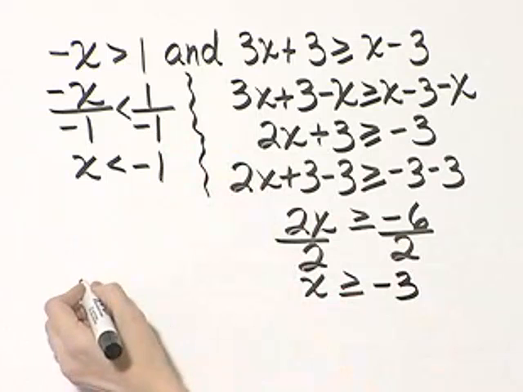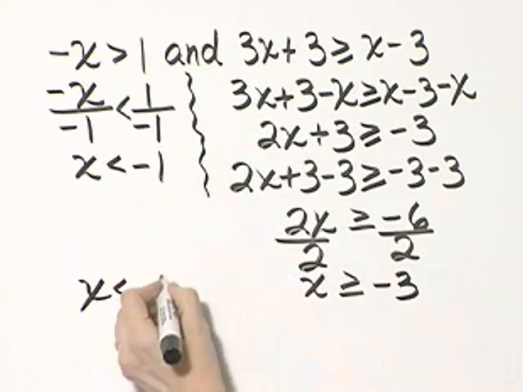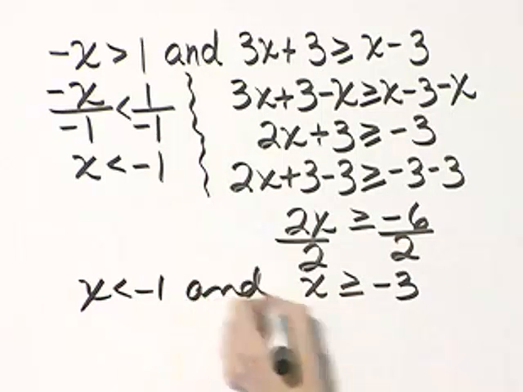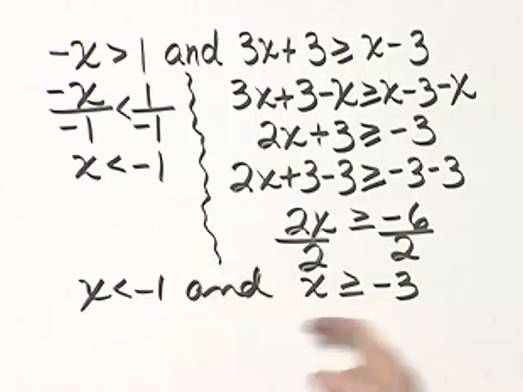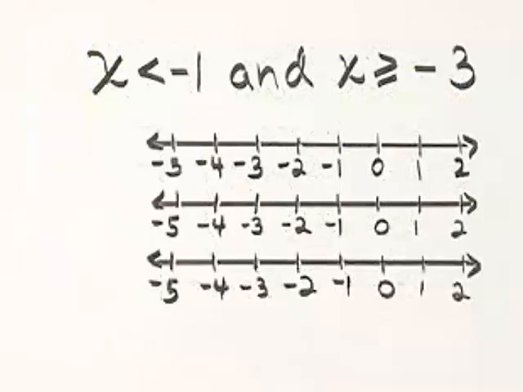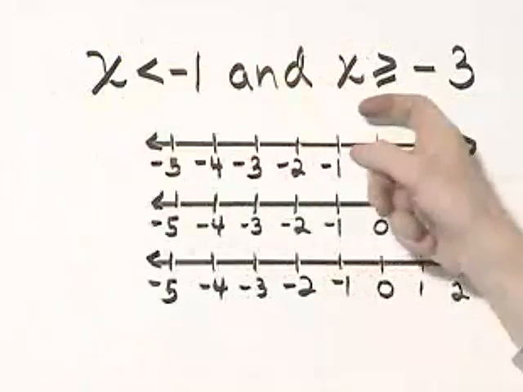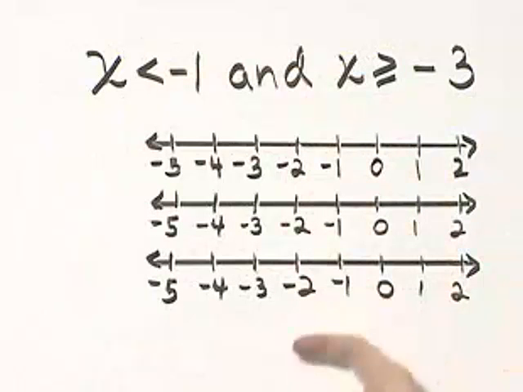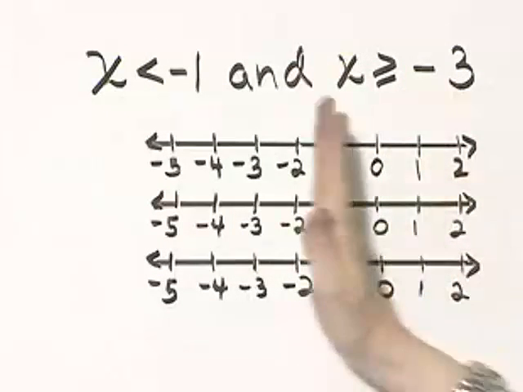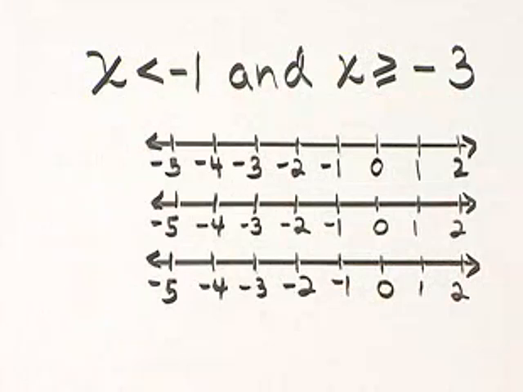So I have x less than negative 1 and x greater than or equal to negative 3. Write these two inequalities down because we're about to go to a few number lines. To find the intersection of these two inequalities, I find it advantageous if we draw 3 number lines and notice how they're all lined up.